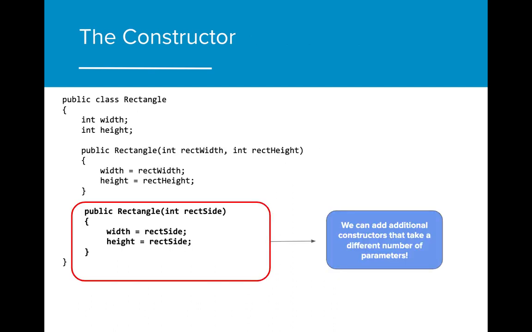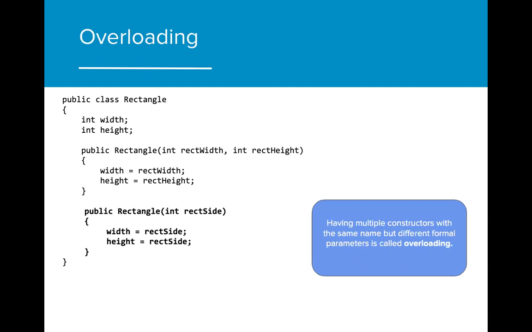We can add additional constructors that will take a different number of parameters. When the call to constructor rectangle 16 is used, Java will look for the constructor call with the appropriate number and type of parameters and use that constructor. Having multiple constructors with the same name but different formal parameters is called overloading. The compiler knows which constructor to use based on the signature list of the parameters that are passed.